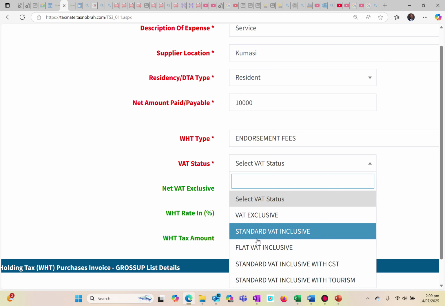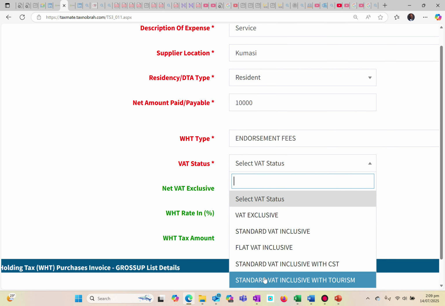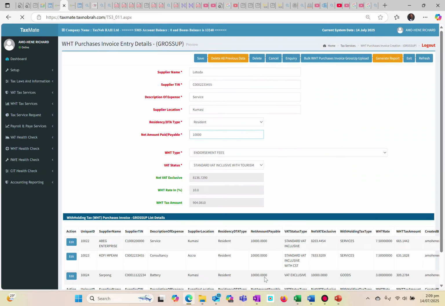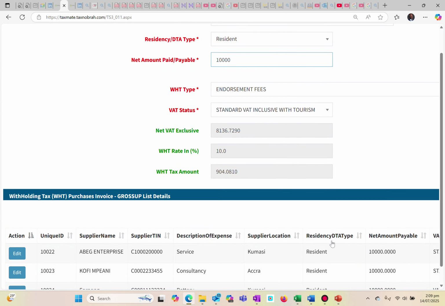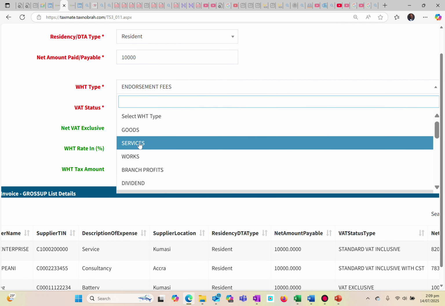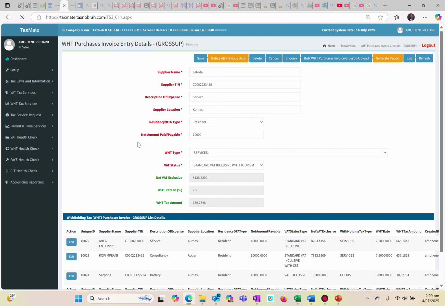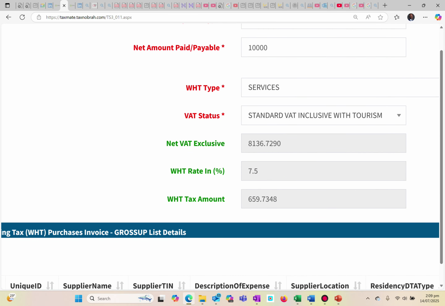So we're saying that the amount is what? Standard VAT inclusive. Assuming we selected tourism endorsement fee, it means we are going to have this calculation as well. That is fine. So this is how much the withholding VAT amount is, that is 904. If we selected the service, it changes the withholding rate and gives me the appropriate calculation as well.